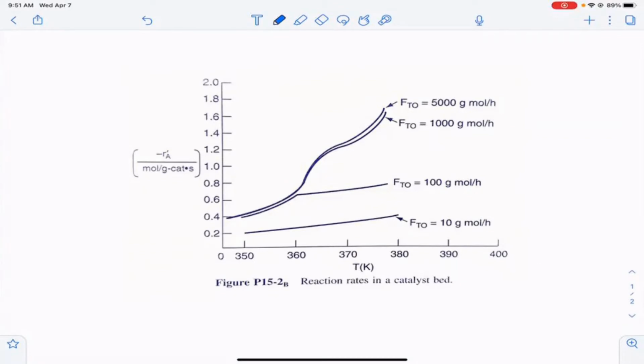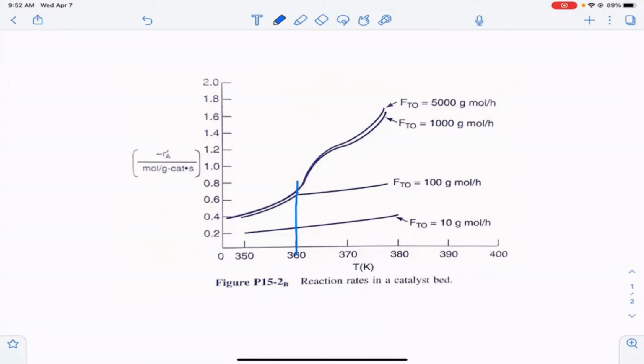Okay, so let's do that here. Let's find those for very specific locations. So let's first start by finding the overall effectiveness factor and the internal effectiveness factor at, let's say, 360 Kelvin. The reason I picked that is because it has this really interesting hitch here. When you get to higher flow rates, when you go from 100 to 1,000 to 5,000, you really have no change there. So it's a very interesting point, to me at least.